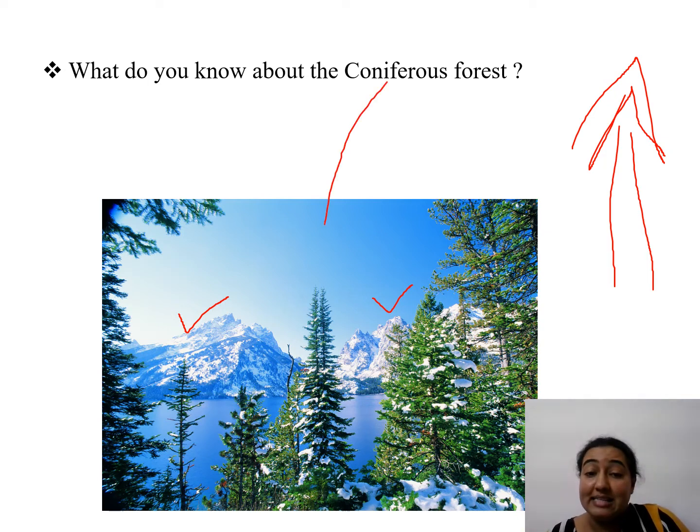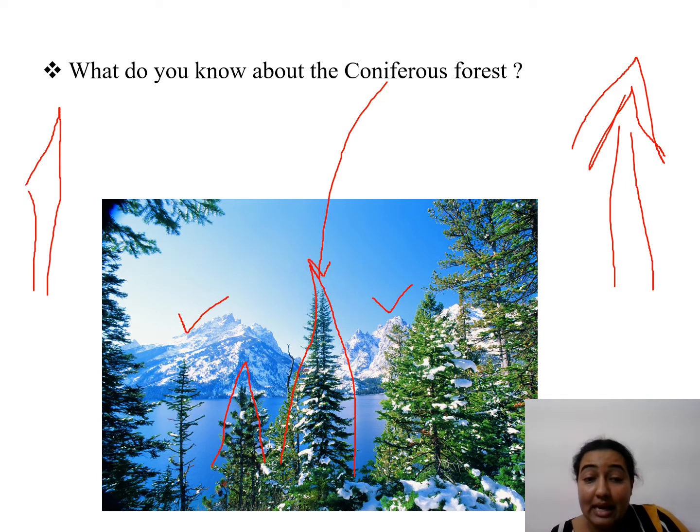Now how will you figure out coniferous? Whenever trees are in the shape of a cone. Now we can see this tree. This is in the shape of a cone. Similarly, this tree is also a coniferous tree because it resembles the shape of a cone. So these trees that resemble the shape of a cone are known as coniferous forests.